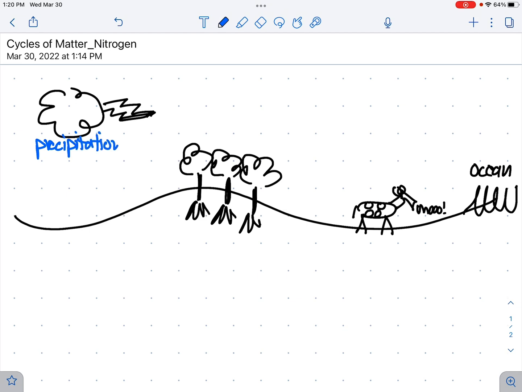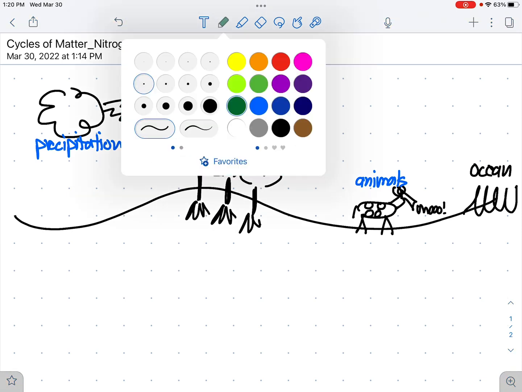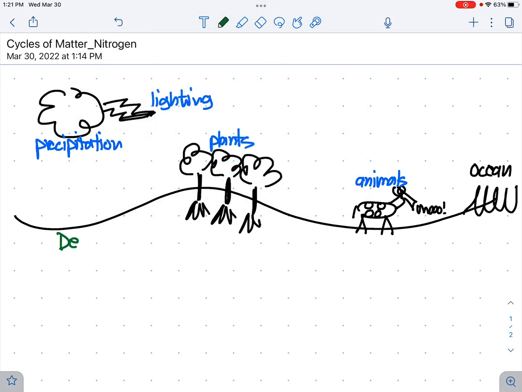And this is coming in rain, snow, ice, sleet, all that. And then you also have lightning. And then you've got the plants, and then the plants, you've got the animals, again the primary producers, and of course the ocean. Also, what's going to happen is we're going to have some key terms here. We're going to add this word called denitrify.